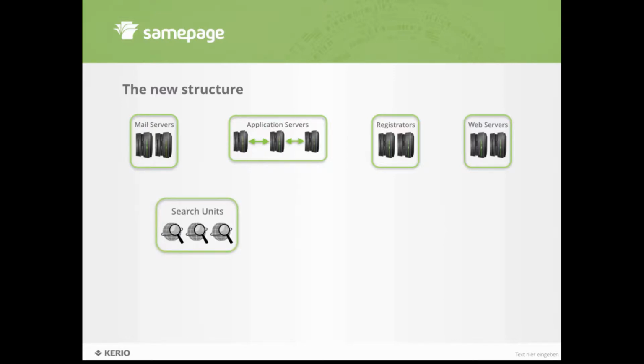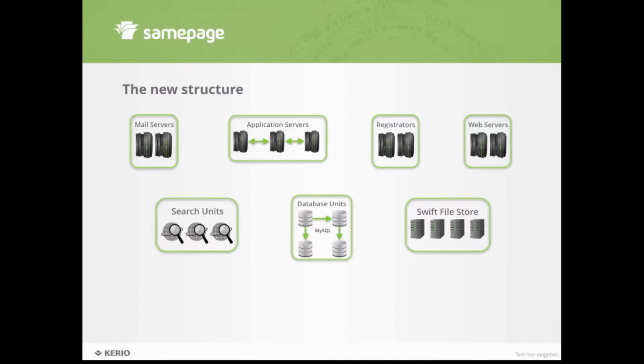Additionally, we have search units. Those search units are responsible whenever you do a search in Samepage. These search units give you the results for any search. We have database units. In the database units, the users are basically stored. So every user who has registered at Samepage and also the organization information are stored in those database units. Additionally, we have the Swift file store. In this Swift file store, all your data is stored, like when you upload a PowerPoint file, when you upload a video, whatever kind of data you are uploading, this will be stored in the Swift file store.